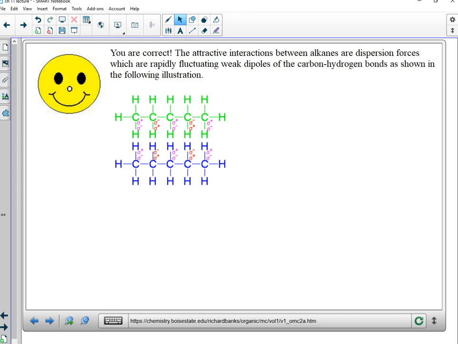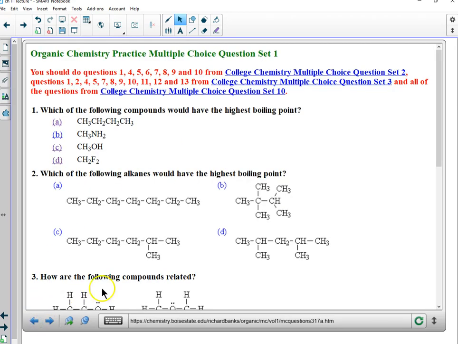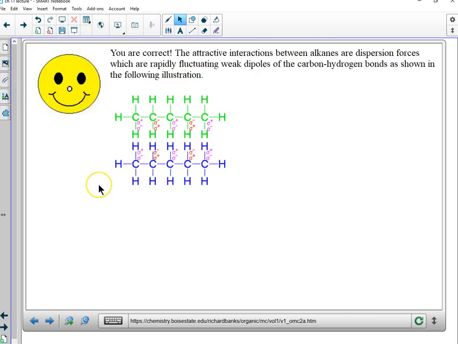The attractive interaction between alkanes are dispersion forces, right? How did we know this was an alkane, by the way? There's no double bonds. Is there anything besides a C and an H? No. So really, all the considerations we had to look at here were thrown out. And all you had to do was compare their shape and size, essentially, right? So they were alkanes because there was no double bonds. Back to the emoji. All right? Between alkanes are dispersion forces, which are rapidly fluctuating weak dipoles of the carbon-hydrogen bonds, as shown in the following illustration. It doesn't really say why, but it's more easily polarized because there's more surface area.